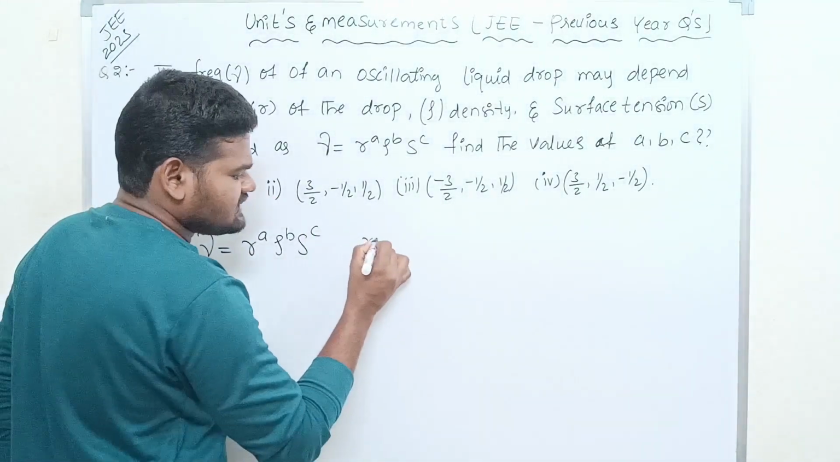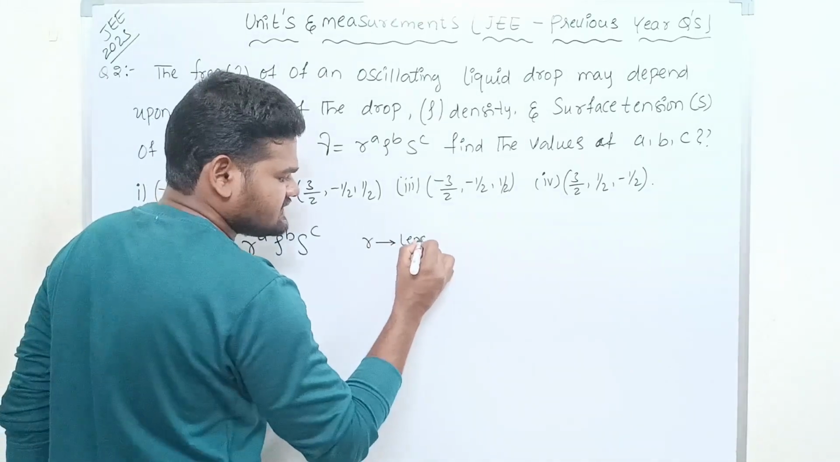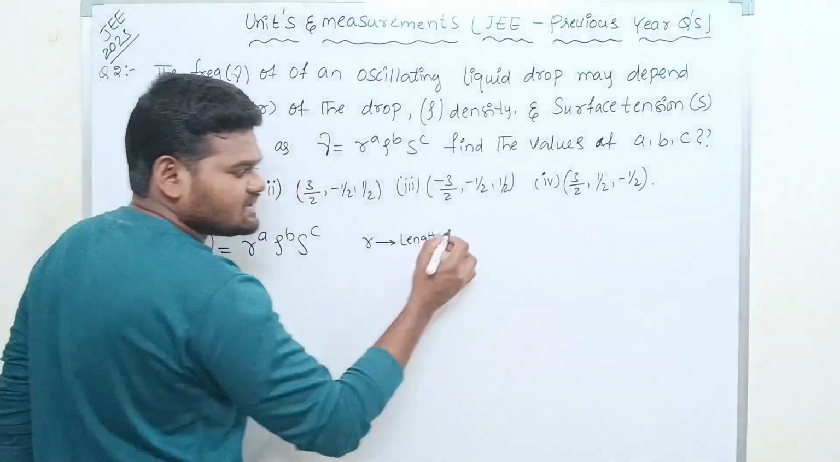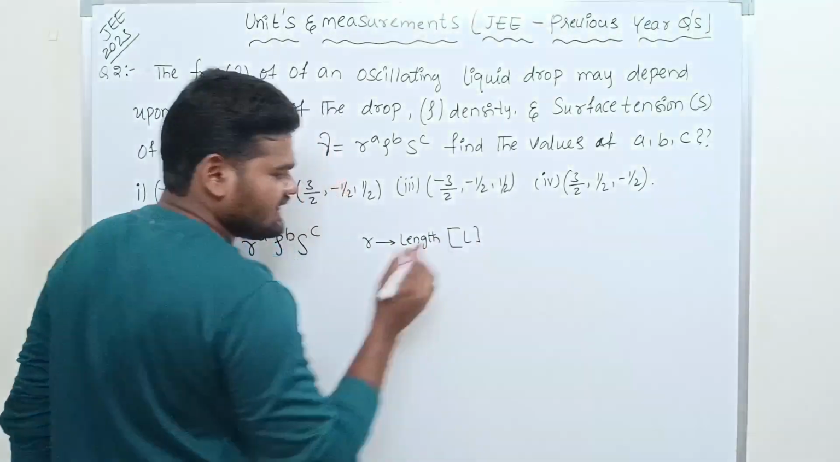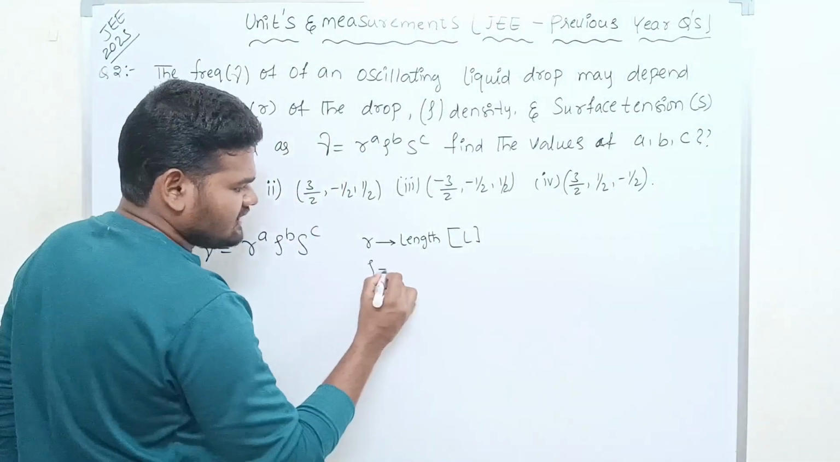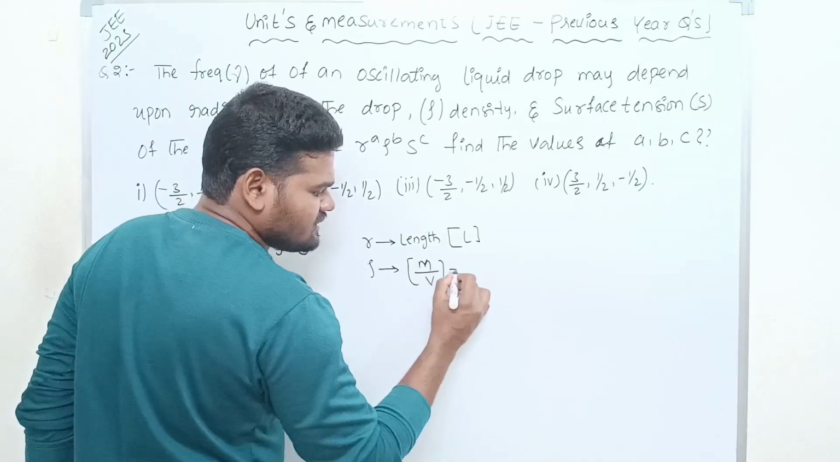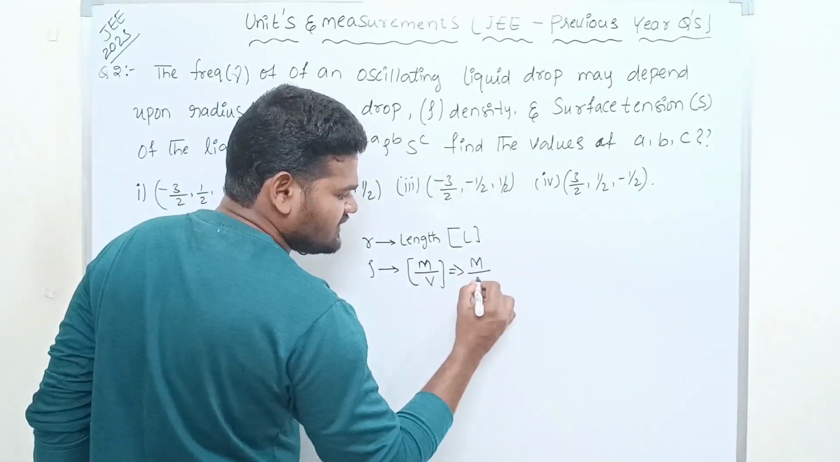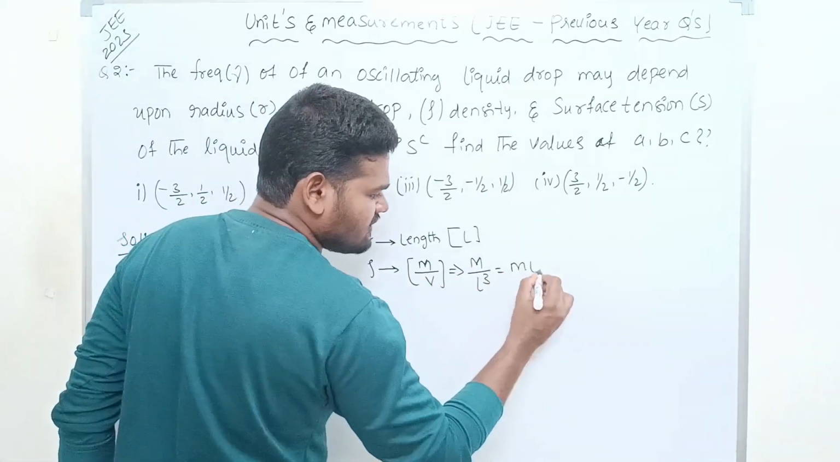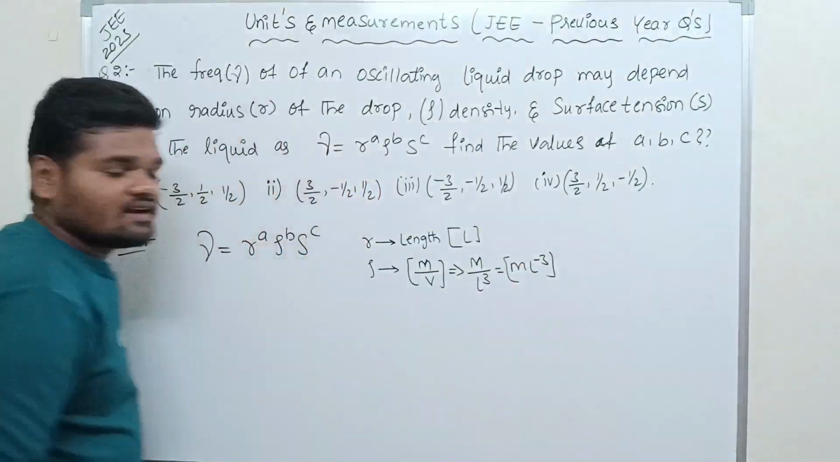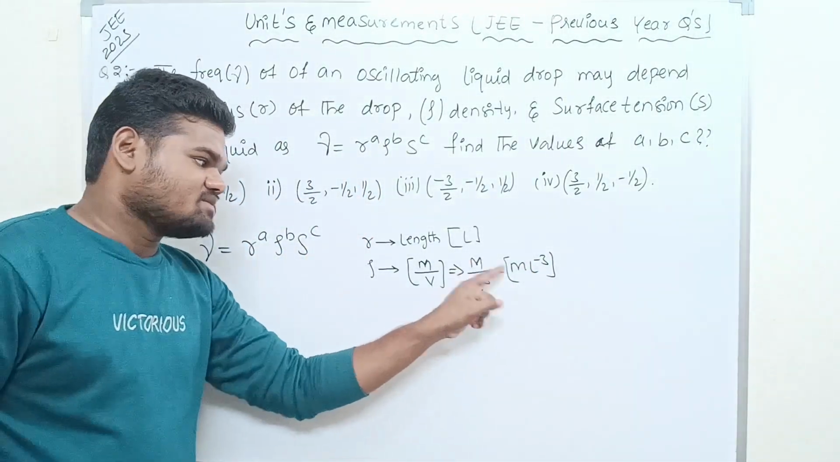Radius is nothing but length. What is the dimensional formula for length? Capital L. Density rho means what? Mass by volume. Mass is capital M, volume is L cube. It becomes M L power minus 3, as L power 3 comes to the numerator.